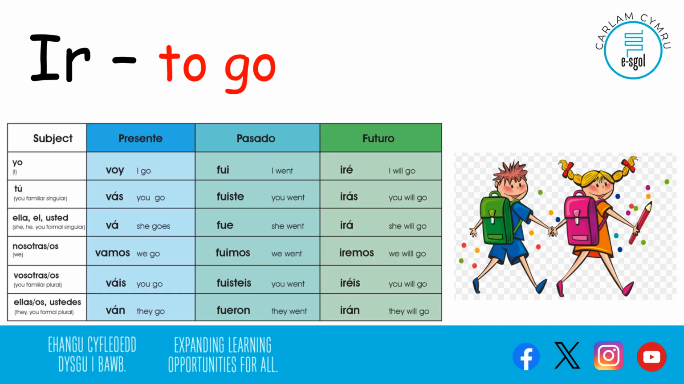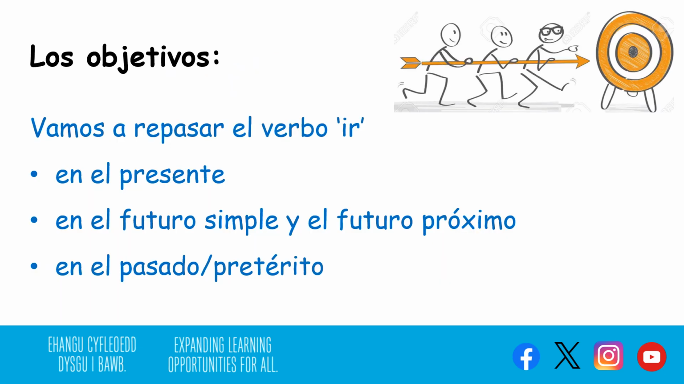This video will focus on the verb to go, ir. Los objetivos. Here are the objectives for this session. Vamos a repasar el verbo ir en el presente, en el futuro simple y el futuro próximo, y en el pasado pretérito. So in this session, we're going to look at the verb ir, to go, in the present, in the future, and in the past.